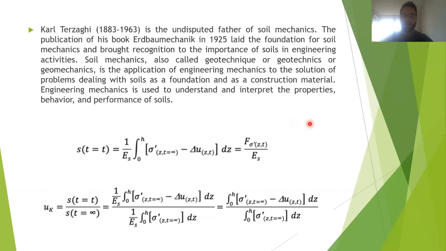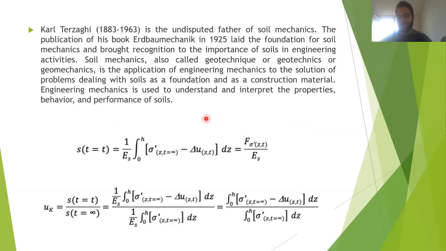In the early 20th century, he published the first book related to soil mechanics. That book is called Erdbaumechanik. It's a German book, and that's the first time when someone actually defined some engineering parts for soil mechanics and for the soil in general.